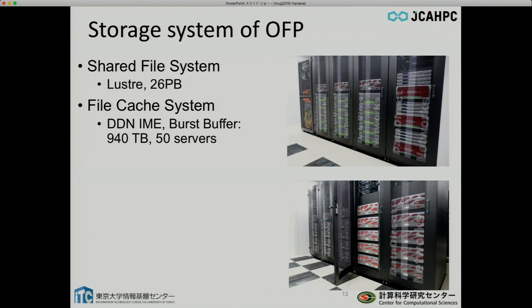This photo shows the storage system of Oakforest-PACS. We have two kinds of storage systems. One is a shared file system, a Lustre file system, with 26 petabytes. We also have a file cache system with burst buffer technology by DDN. The product name is Infinite Memory Engine, IME in short, with 940 terabytes and 50 servers.